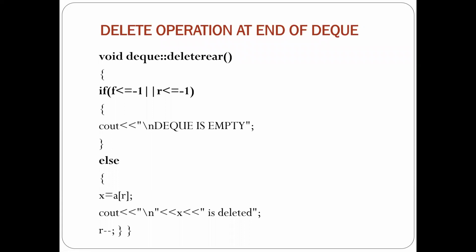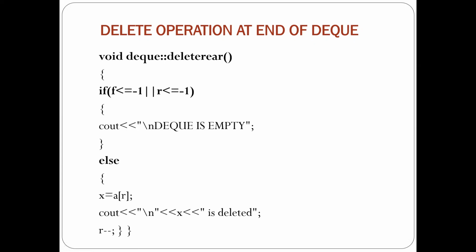Now the delete operation from the rear end. If we want to delete the element from the rear end, how can we do it? First we have to check whether the queue is empty or not. If the queue is not empty, then take out the element present at the rear end. As we are applying delete from the rear end, whatever the rear end element is, we have to take out in some variable. We have to print that element as deleted, and that rear index we have to decrement, that is R--.